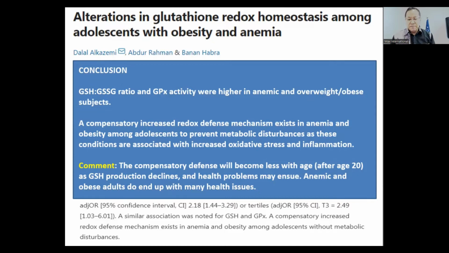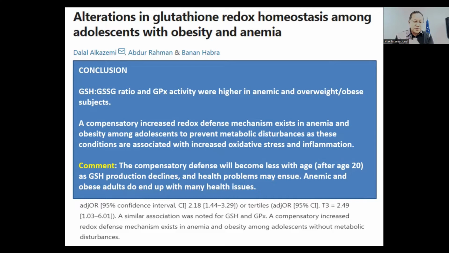Okay, put in simpler words, they discovered that adolescents who are obese or who are anemic, right? So that means they are at risk of higher disease. So the body, trying to protect them, will increase the level of antioxidant protection by increasing active glutathione, resulting in a better ratio of active glutathione to inactive glutathione, and increased activity of the enzyme glutathione peroxidase. Okay, so my comment is this: this compensatory defense will become less with age.